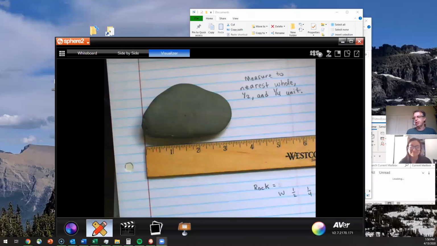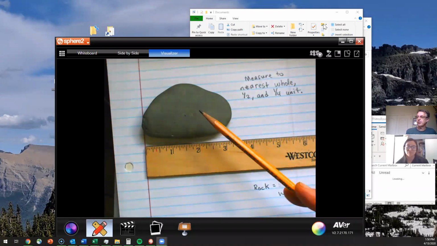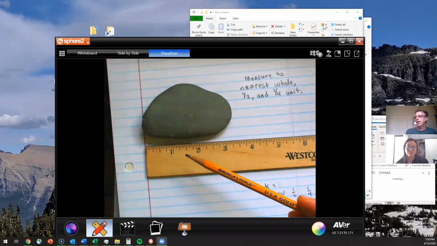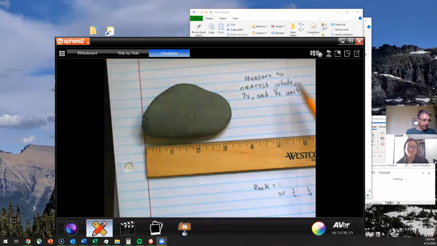And today what we're going to do is show you how to measure objects to the nearest whole unit, half unit, and 1/4 unit. By following this lesson today, you will be able to successfully measure objects in our homework assignment that we'll be posting, that you'll be doing in Microsoft Forms. Basically the same thing. You'll be seeing pictures of objects, and there'll be a ruler next to it. Your job will be to measure to the nearest whole unit, half unit, and 1/4 unit.